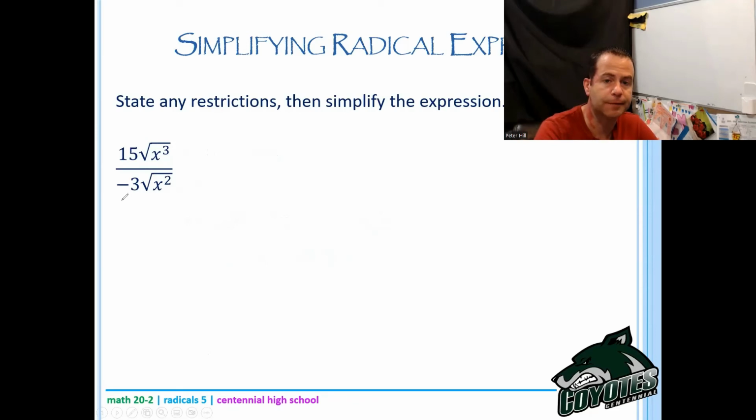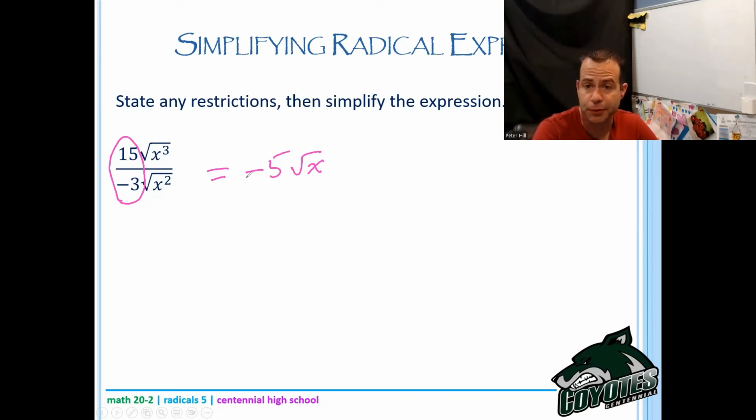You want to try and do the division statements first. Can I go 15 divided by negative 3? Well, I can. That's negative 5. Can I go root of x cubed divided by root of x squared? Well, yeah. When dividing powers of the same base, I subtract the exponents. So that just becomes root of x. Now, that's it. It's going to equal negative 5 root x.